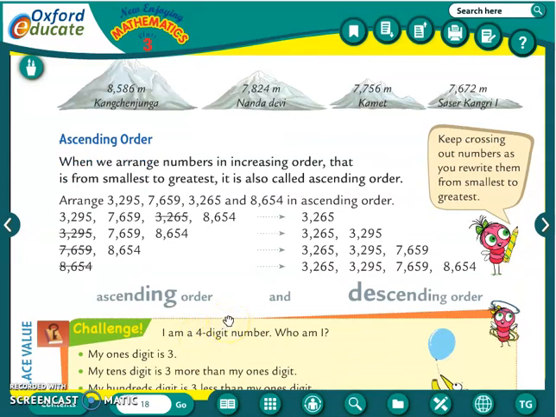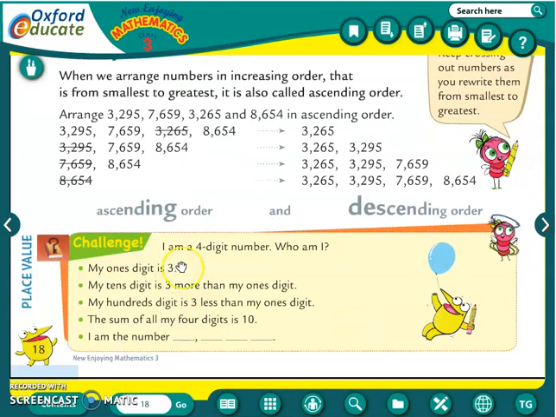Now I hope all of you understood what is ascending and descending order. Ascending order means smallest to greatest, or smaller to bigger, and descending means bigger to smaller. It is very easy.